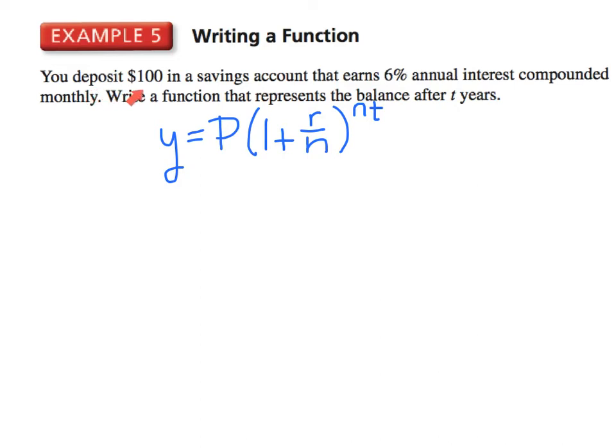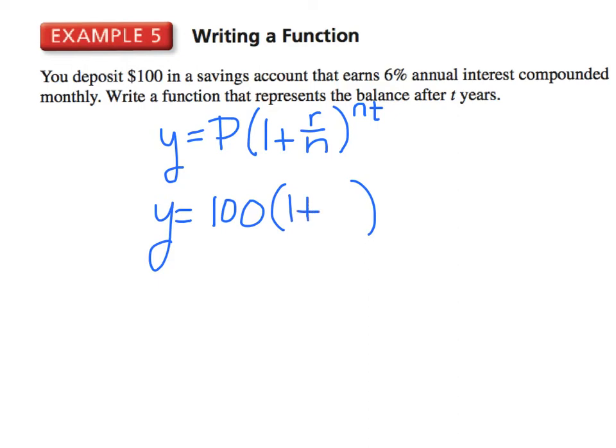You deposit $100 into a savings account that earns 6% annual interest compounded monthly. Write a function that represents the balance after t years. All we have to do is plug stuff in. The principal is what you started with. You started with $100. 1 plus r.